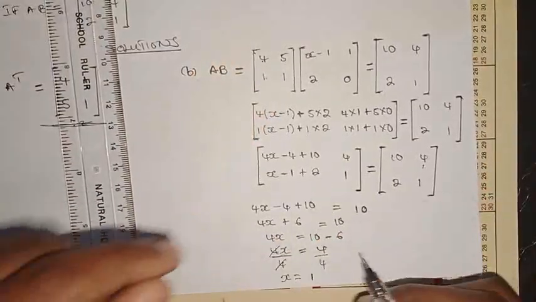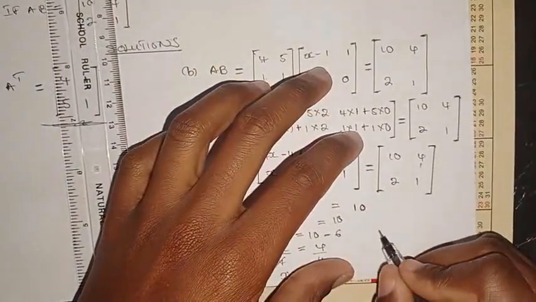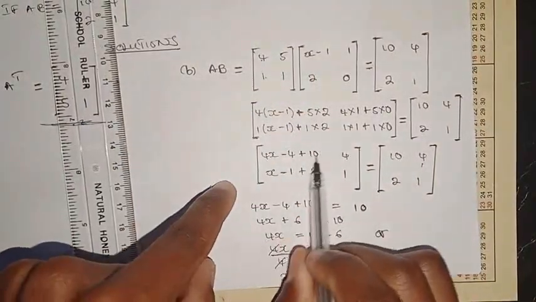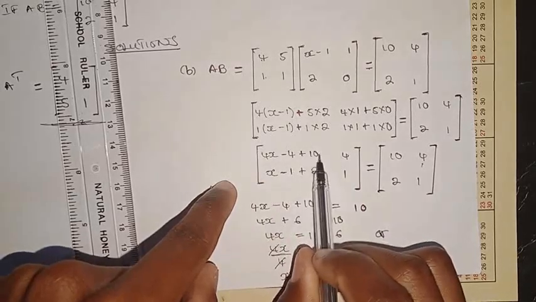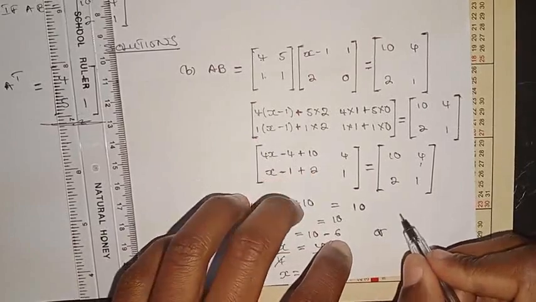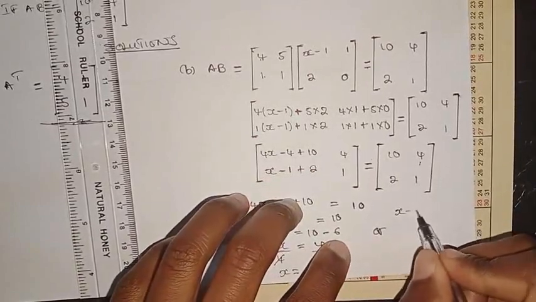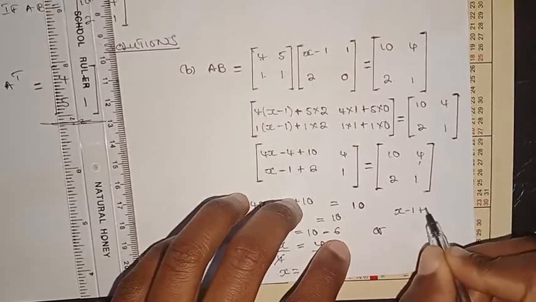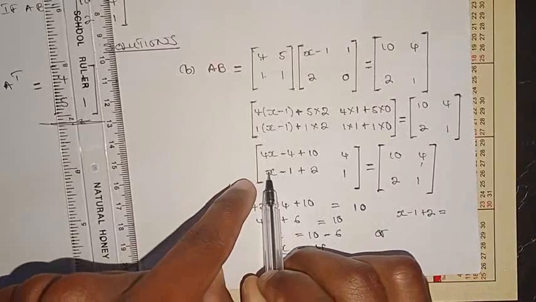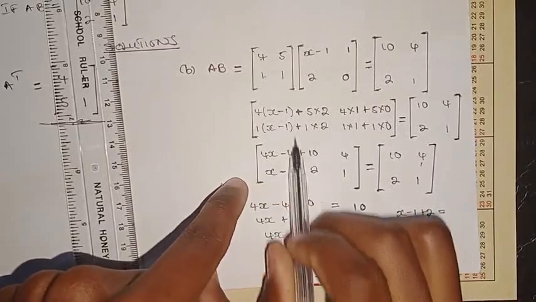So this is the first approach. Let me show you the second approach. For the first approach, we used this element. So for the second approach, let us try to use this second element, which is x minus 1 plus 2 equals, we're going to equate it. As you can see, it's in the second row, first column.